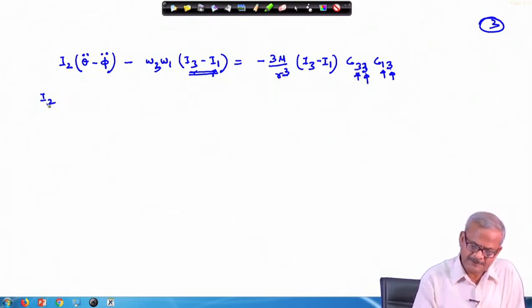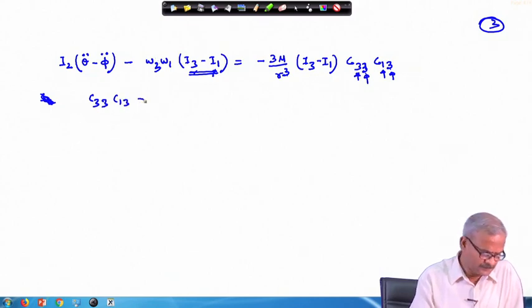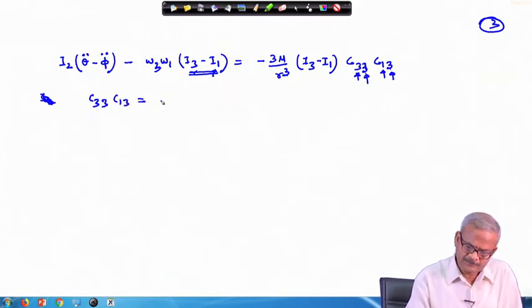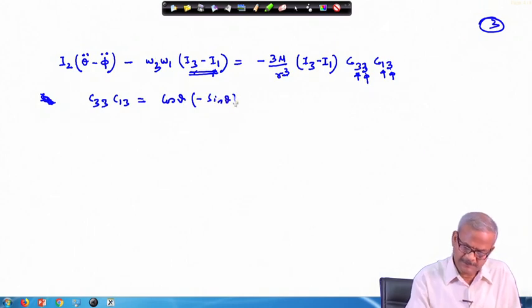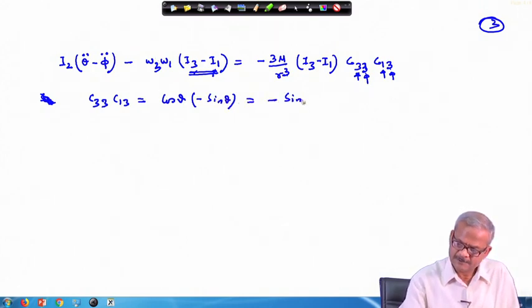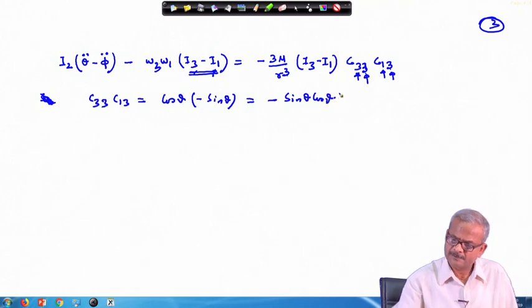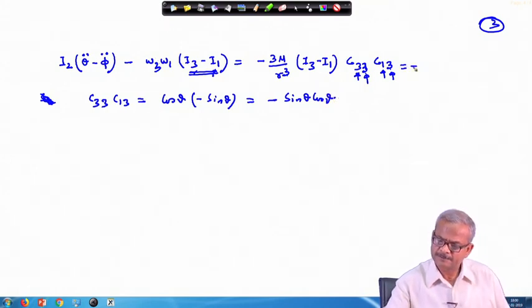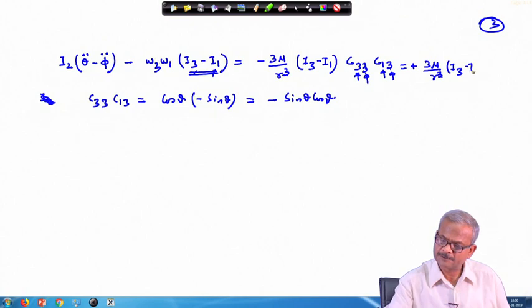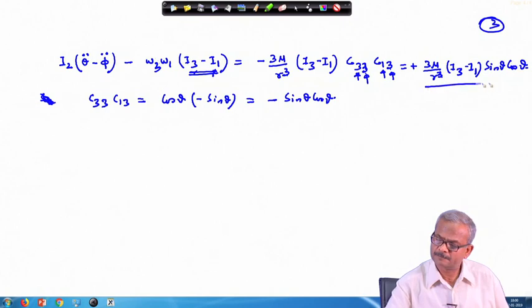So, C 3 3 times C 1 3, where C 3 3 is cos theta and C 1 3 is minus sin theta. Therefore this is minus sin theta into cos theta. So here we can write plus 3 mu by r cube times I 3 minus I 1 times sin theta into cos theta.